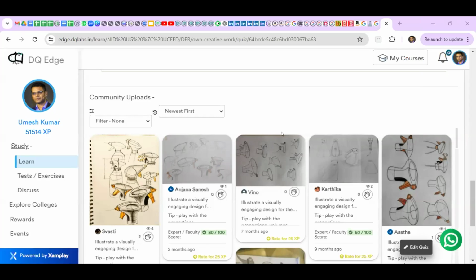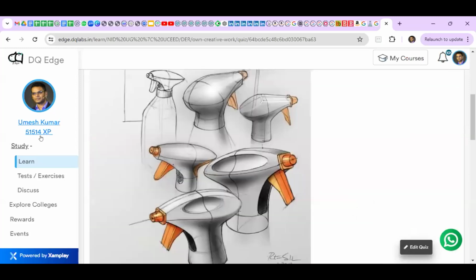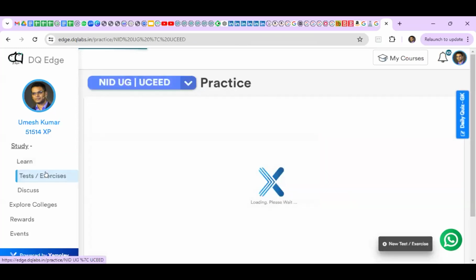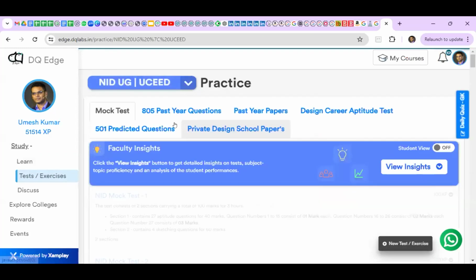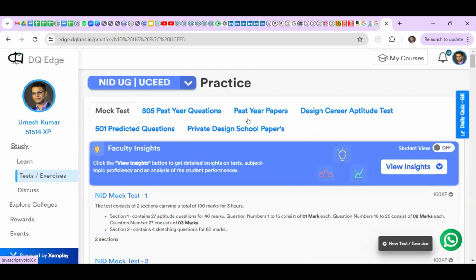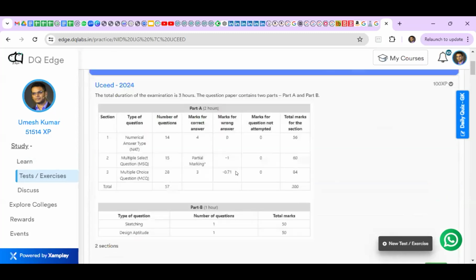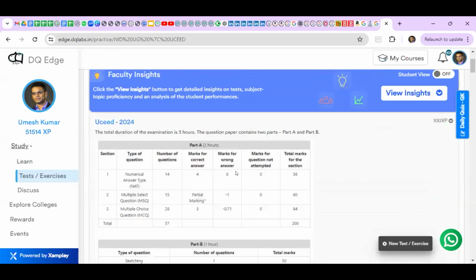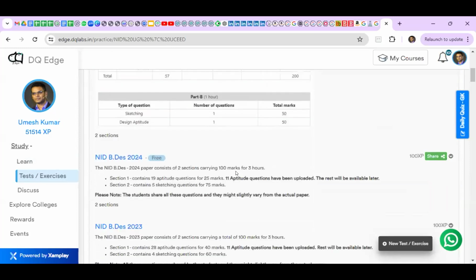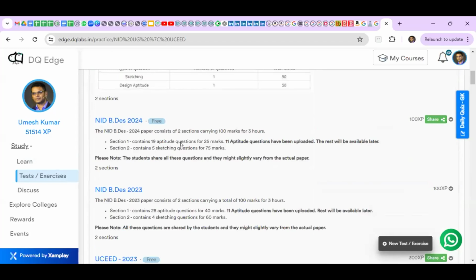Okay. So there is a comment saying, Niranjan Bhai, Umesh sir, can you please share a paper so that the student can know the expectation? Absolutely, yes. In fact, if you go to tests or exercises, you can actually see the past year papers. You can look through these past year papers to understand how and what the questions are.